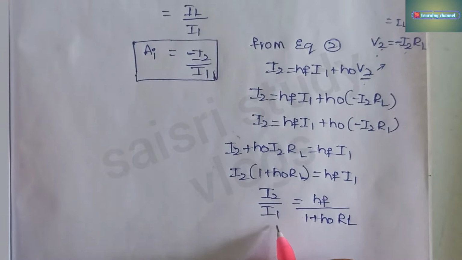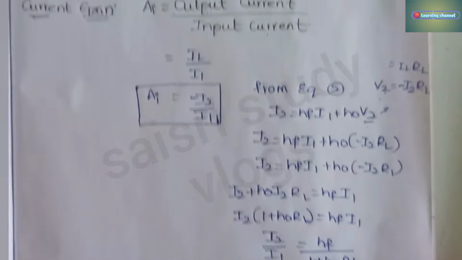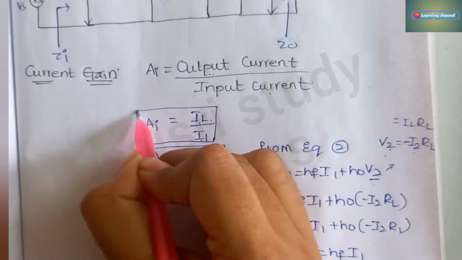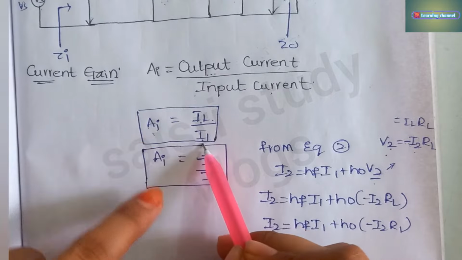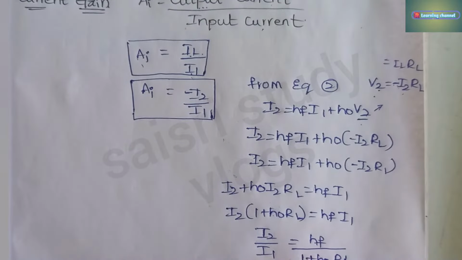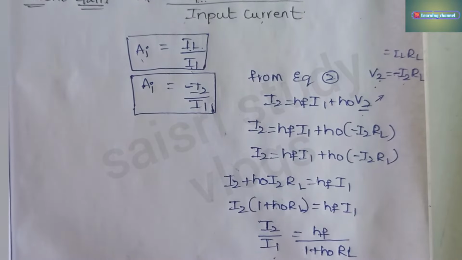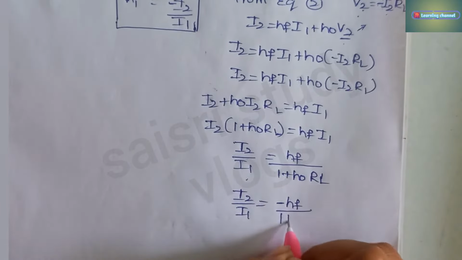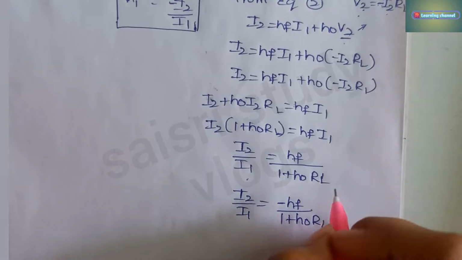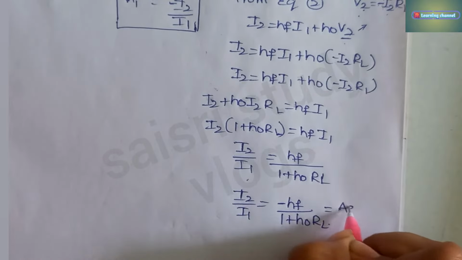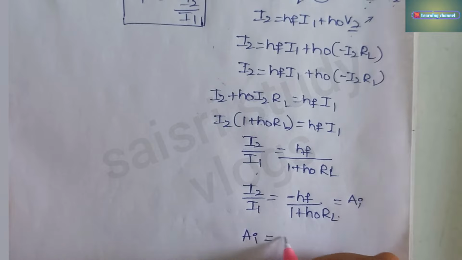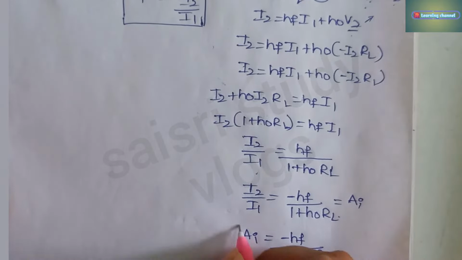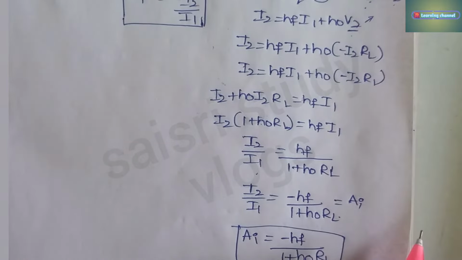So this is I2 by I1, but actually we want IL by I1. For current gain we want AI equal to IL by I1, so we have to write minus. So minus I2 by I1 is equal to minus HF by 1 plus HO RL. So this is equal to AI. The current gain AI is equal to minus HF by 1 plus HO RL.